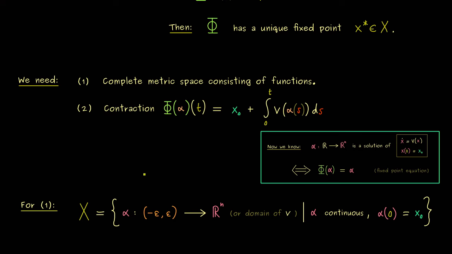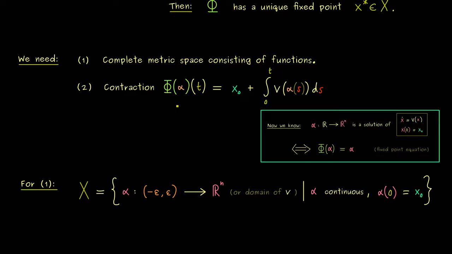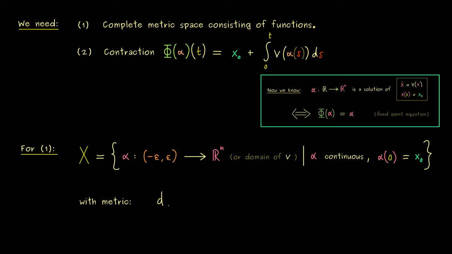So what we have to add is a distance function, a metric D. This is more or less standard, because we can use the so-called supremum norm to define this metric D. This means, if we have two functions alpha and beta here, we can measure the distance by taking the supremum over all possible inputs t here of the distance of alpha t and beta t. So we take the difference in the values of the functions and we take the biggest one of these.